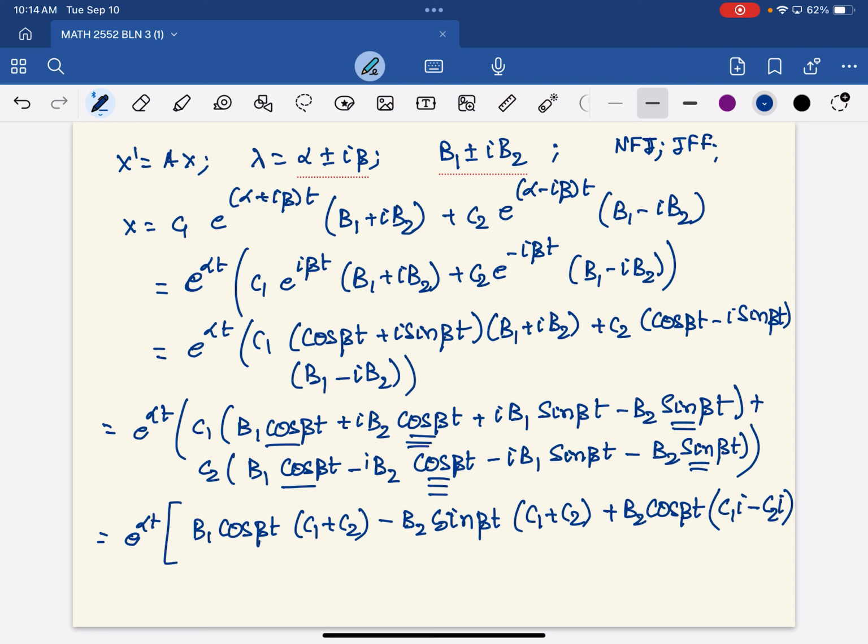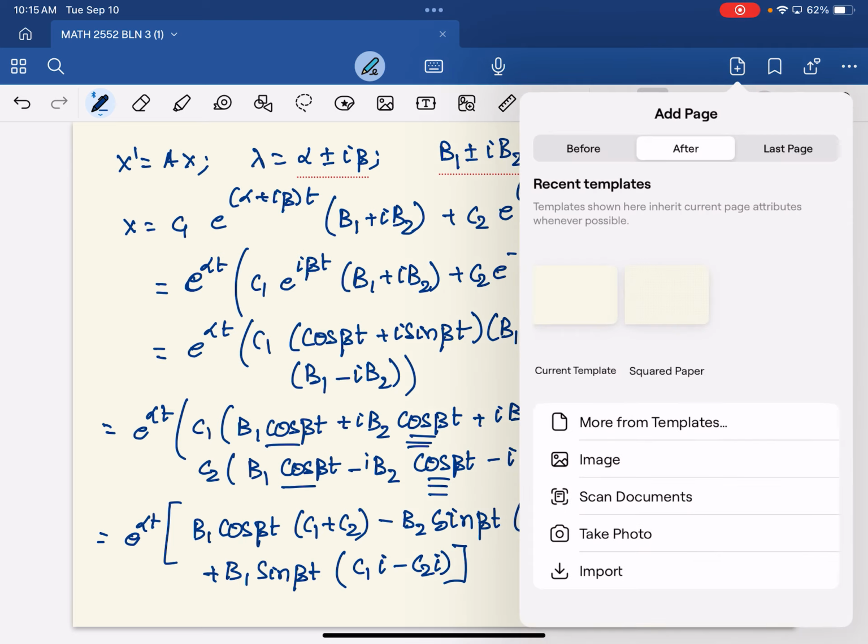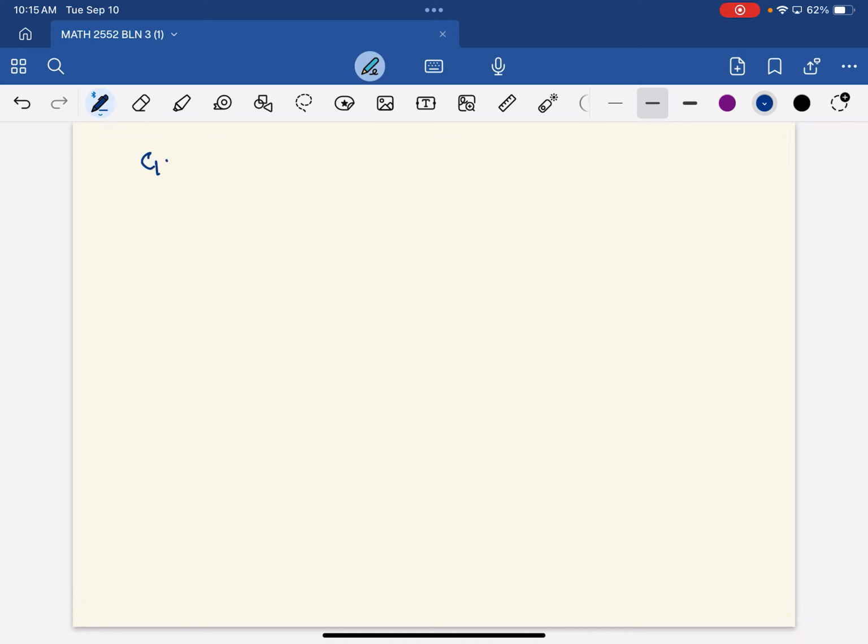Okay. So now we are hoping and praying secretly, at least me, that these two will also give me that. So I'm going to factor out B1 sine beta t. That gives me what? C1 i minus C2 i. Fantastic, right? Amazing. Right? So now I want to rename this. How do I want to rename this? I want to rename C1 plus C2 as K1, and C1 i minus C2 i as K2.